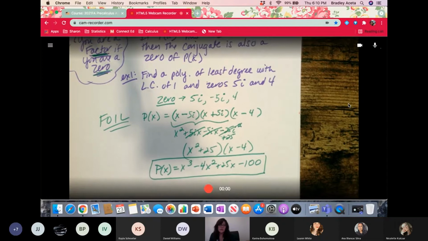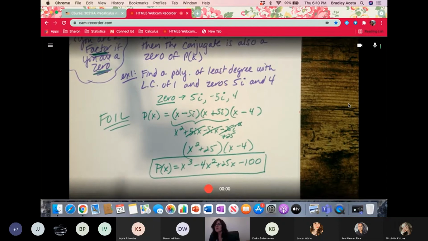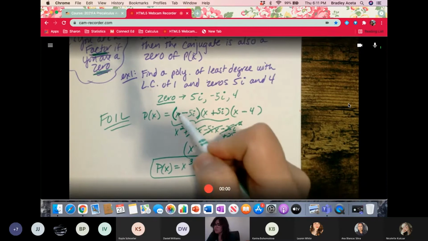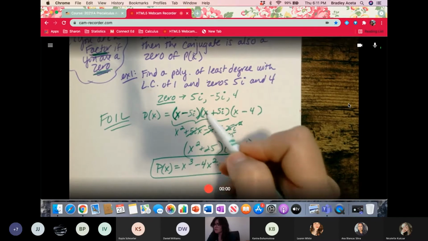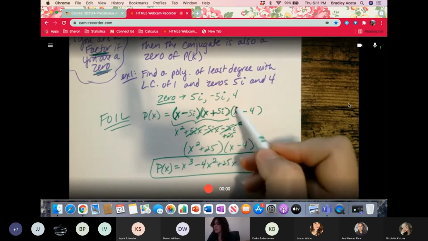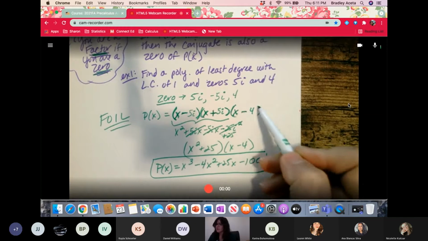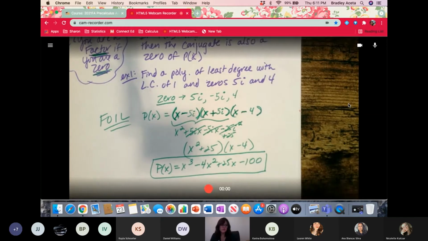of least degree that has zeros 5i, 4, and of course it's going to have -5i. And you're going to have to do this every time. Again, notice what I did first. I wrote this x minus, however many of them there were, x minus, and then I FOILed them out. And that's how you write your polynomials.